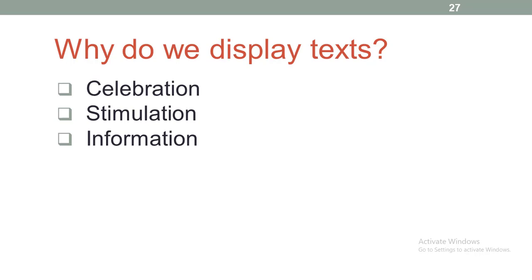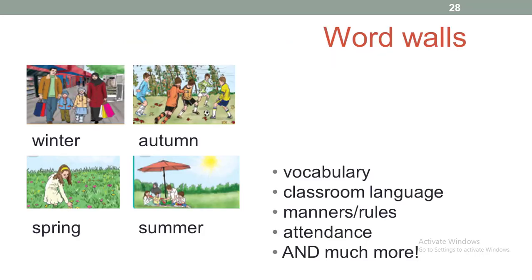These are some of the important يعني نقاط مهمة about the يعني المكان، البيئة، بيئة القراءة والكتابة. Why do we place text, celebrations, stimulations, informations. طبعا أيضا واحدة من الأشياء المهمة إنه نخلي الword walls اللي هي يعني جدار الكلمات اللي هو فيه vocabulary, classroom language, manners, rules, attendance, and much more.